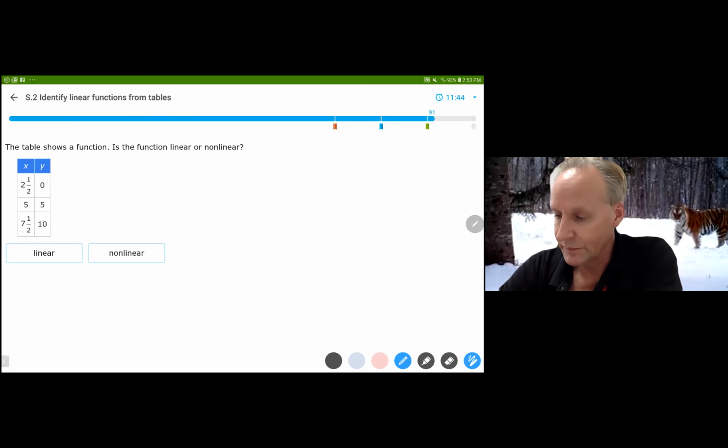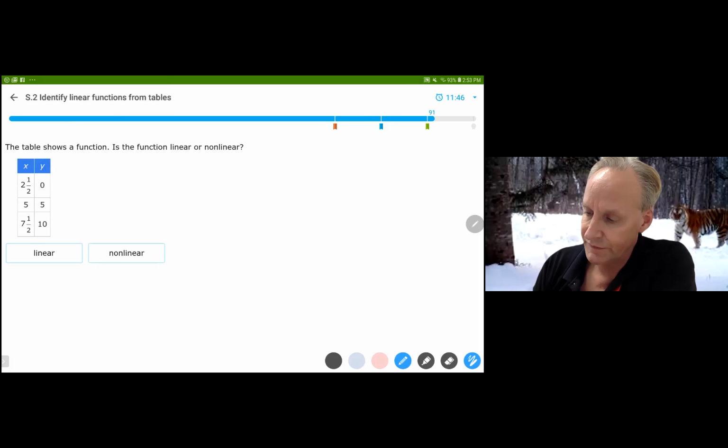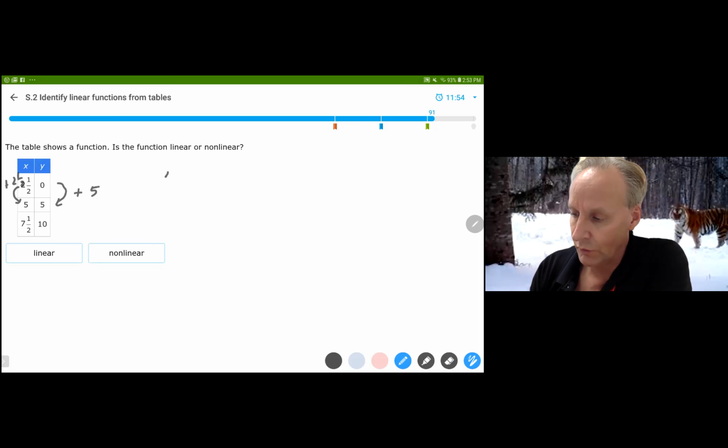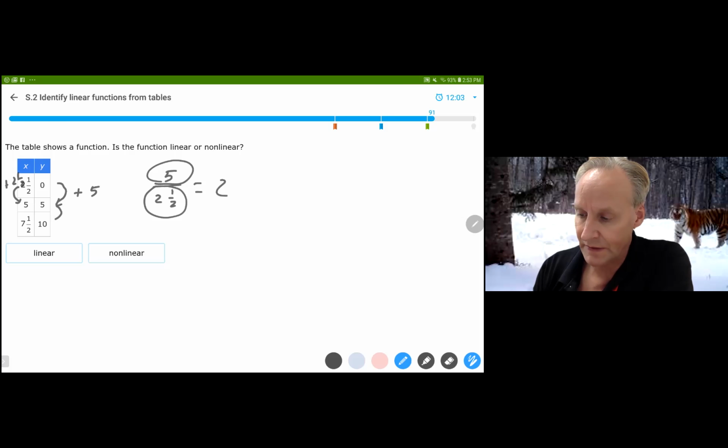Like I said, some of these can be a little bit challenging. From 0 to 5, I went up 5. And from 2 1/2 to 5, I went up 2 1/2. So 5 over 2 1/2. I took the change in y over the change in x, which is equal to 2. To go from 5 to 10, I went up 5, and I went up 2 1/2 again, and of course it's linear.